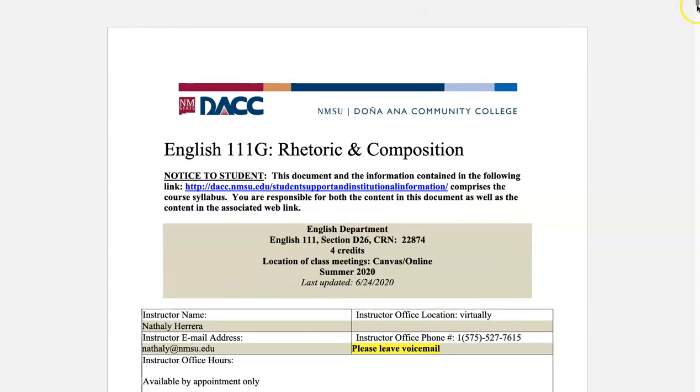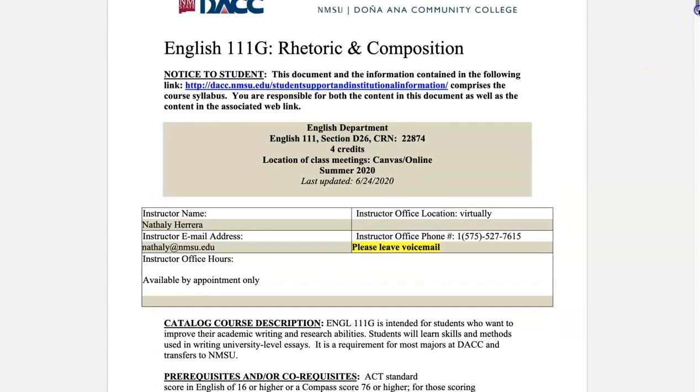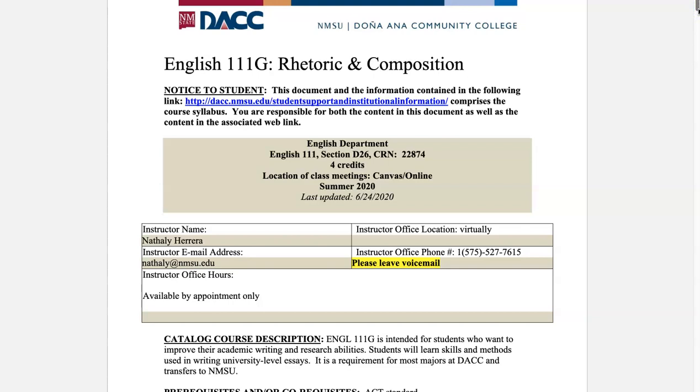For example, one of the most important things that I do want to share is how you can go ahead and get in touch with me. So obviously I'm not in my office because nobody is on campus, but my office phone number is this right here. And basically, if you call that number and you leave a voicemail, the voicemail gets emailed to me, so I can still go ahead and check who called and return your messages if needed.